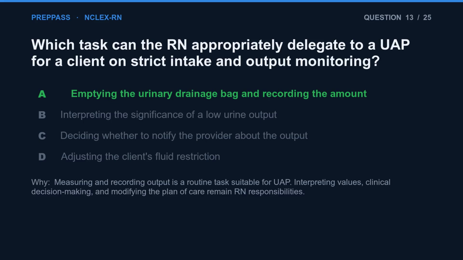The correct answer is A. Measuring and recording output is a routine task suitable for UAP. Interpreting values, clinical decision-making, and modifying the plan of care remain RN responsibilities.